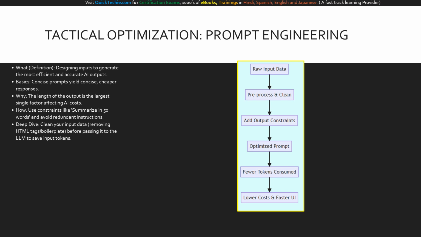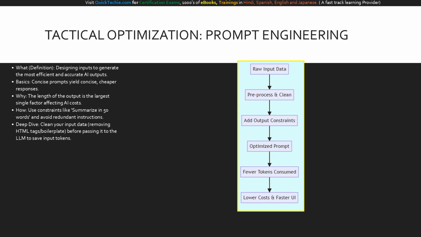At the tactical level, how your users write prompts directly impacts your monthly bill. Remember, every token costs money. In fact, the length of the model's output is the single largest factor affecting both cost and latency. You can drastically cut costs by constraining the AI, for instance, explicitly instructing it to summarize in 50 words. Furthermore, optimize your inputs. Be concise, avoid redundant instructions, and pre-process documents to remove useless boilerplate text before sending them to the model. Good prompt engineering isn't just about getting better answers, it's a critical cost control mechanism.